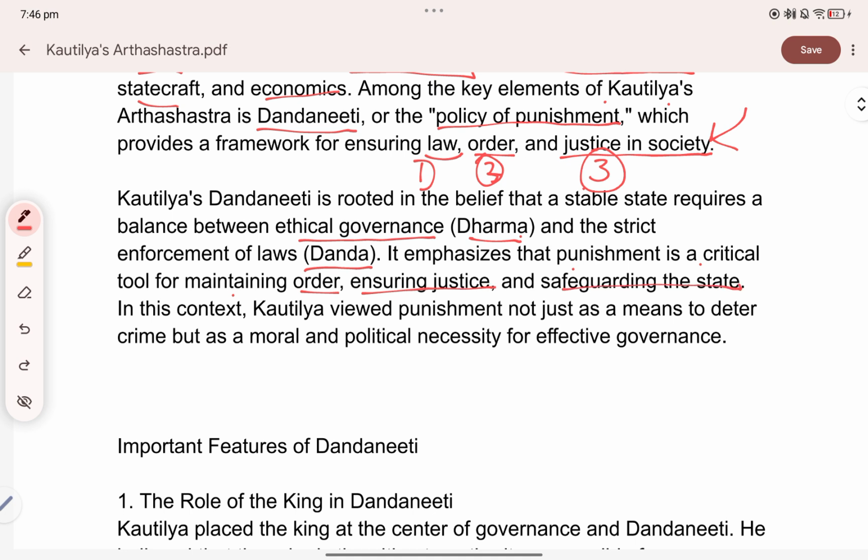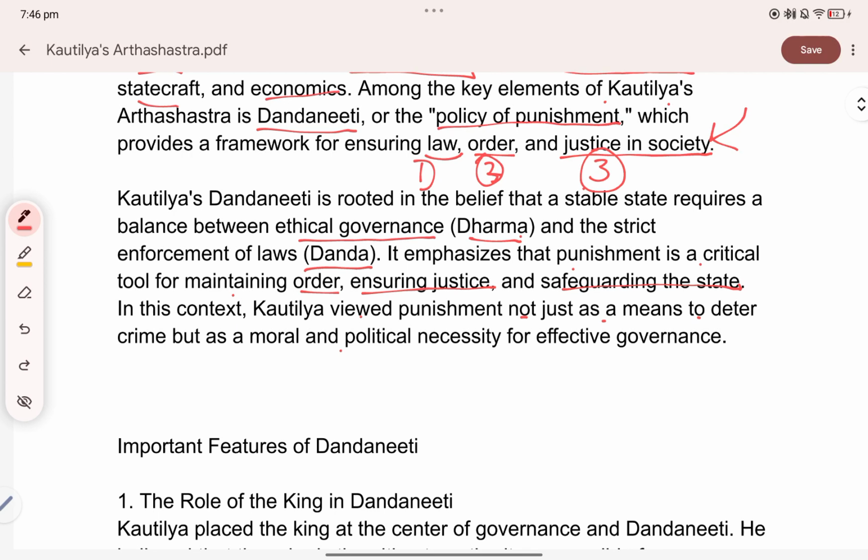बार बार ये लॉ ऑर्डर जैसे वर्ड्स यूज होंगे एग्जाम में, I would say underline these points. No one will read your full answers, no one is a fool that they'll skip it all. They'll look for keywords, and I would say if you underline them, you'll score really, really well. Okay, moving on. In this context, Kautilya viewed punishment not just as a means to deter crime, but as a moral and political necessity for effective governance.